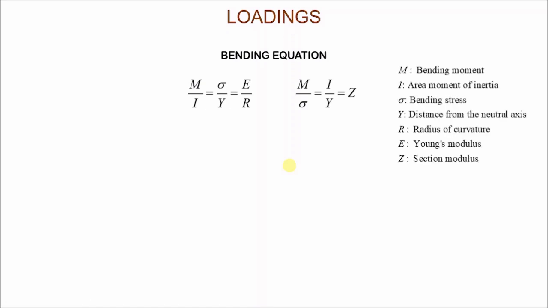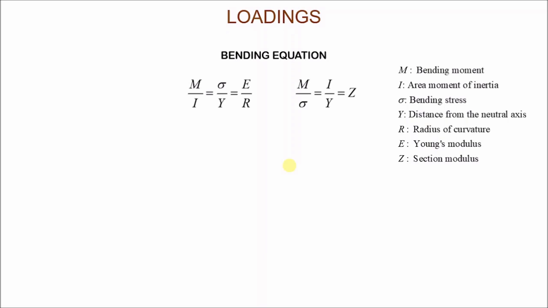And so in this equation, M is the bending moment or the moment of resistance. I is the area moment of inertia. Sigma is the bending stress. Y is the distance from the neutral axis. And what we mean by the distance from the neutral axis is that in some questions they may ask you to find the stresses at a certain location in the beam. And so if that is the case, then you will need to find the distance from the neutral axis to that location, and that is what we refer to as Y, the distance from the neutral axis.